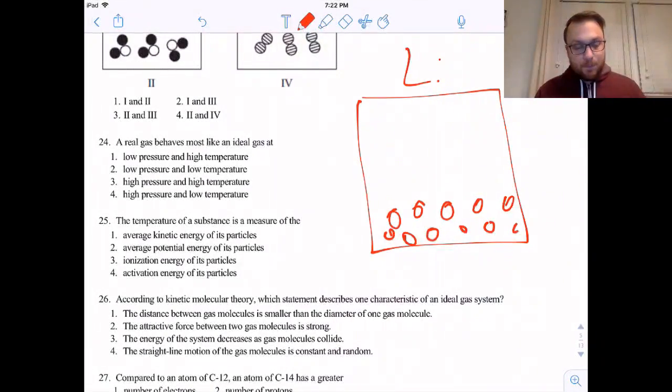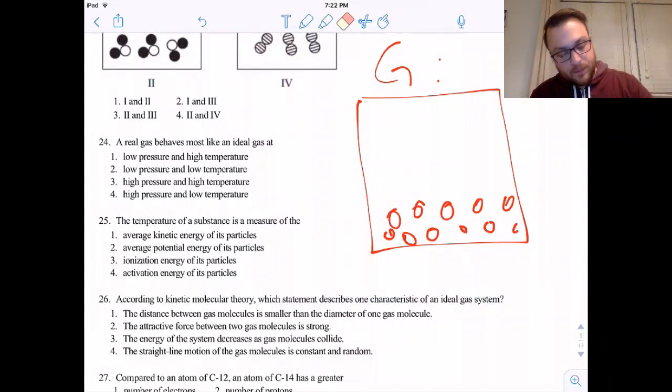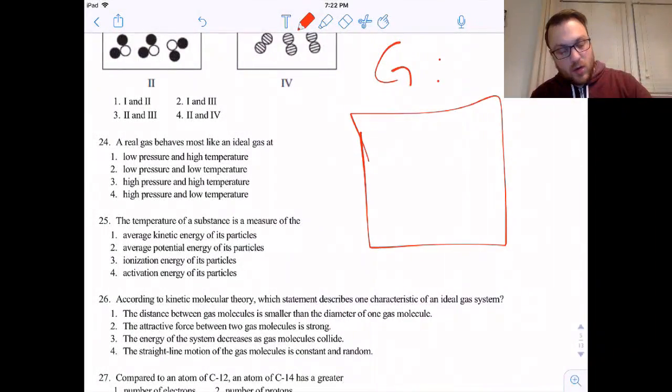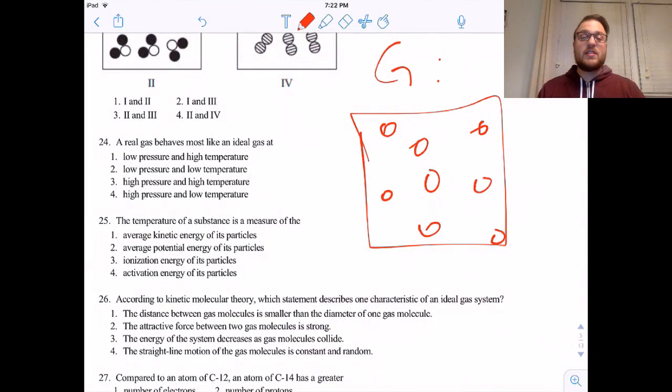A gas is the easiest one to kind of do. A gas is crazy. A gas has high entropy, lots of craziness. So it would fill the entire container, whatever gas you have.